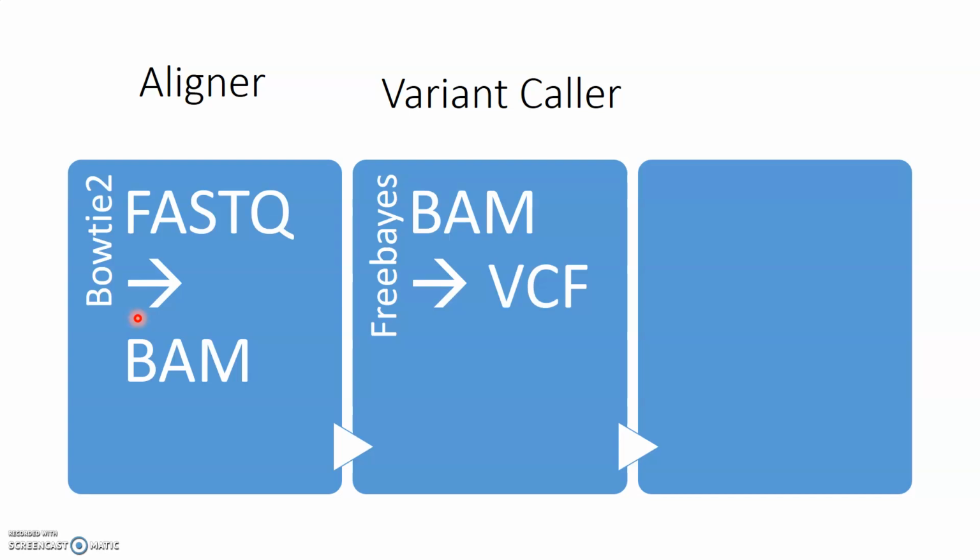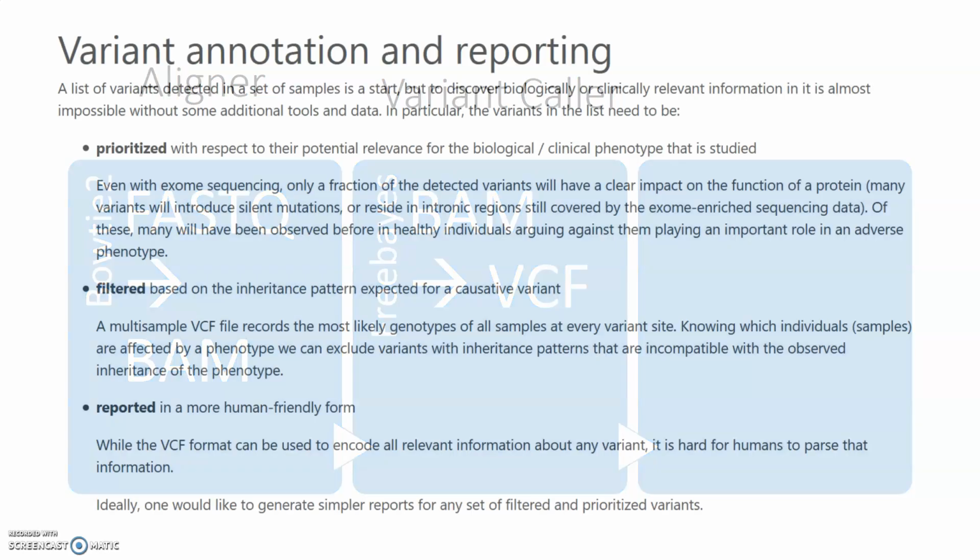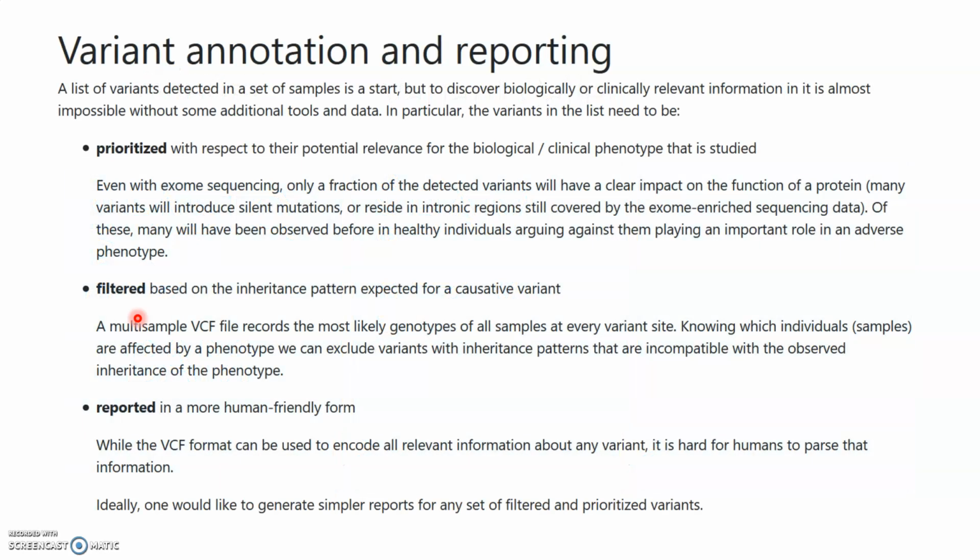And now the next step of our process is to annotate those variants. A list of variants detected in a set of samples is a very wonderful start. But to discover clinically relevant variants, or biologically relevant ones in the case of research, it's impossible without some additional tools and data.